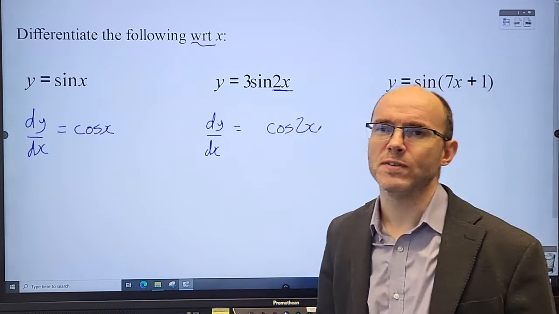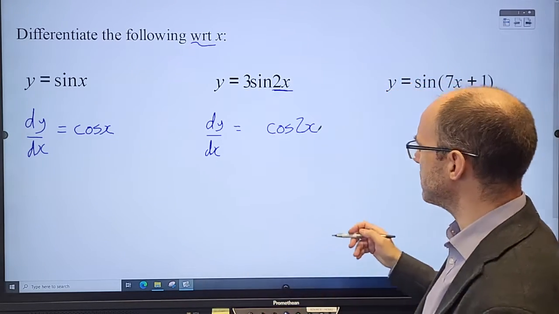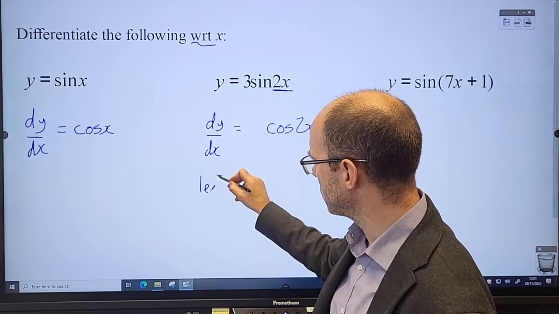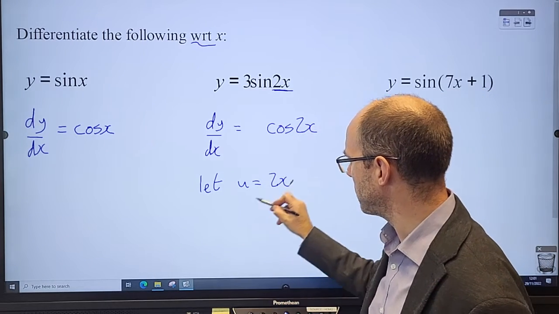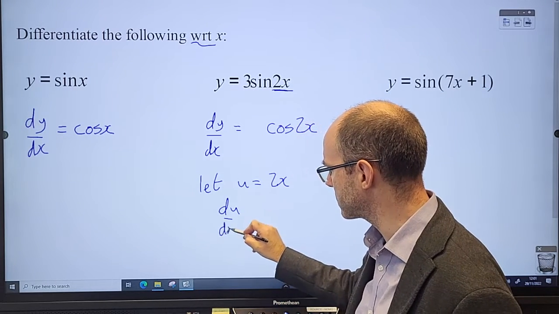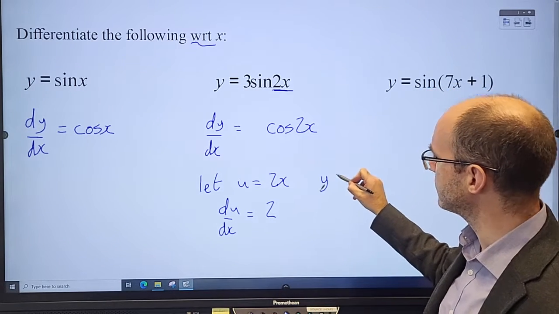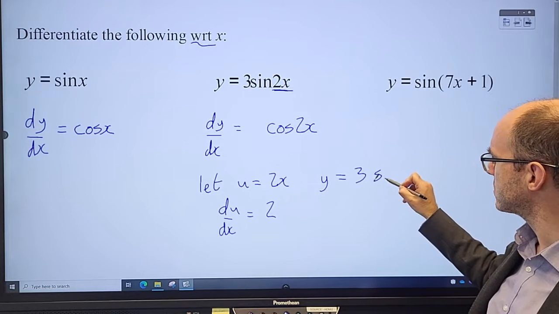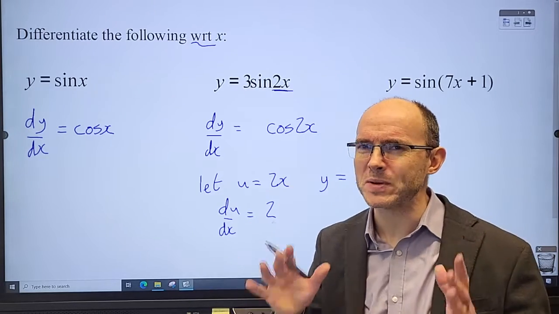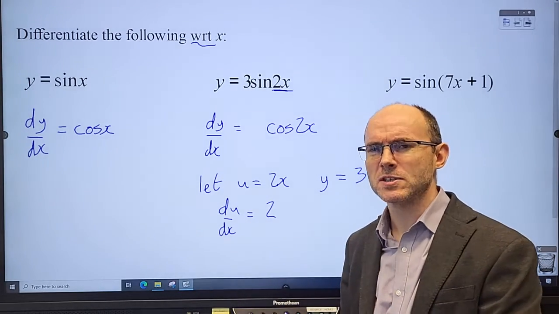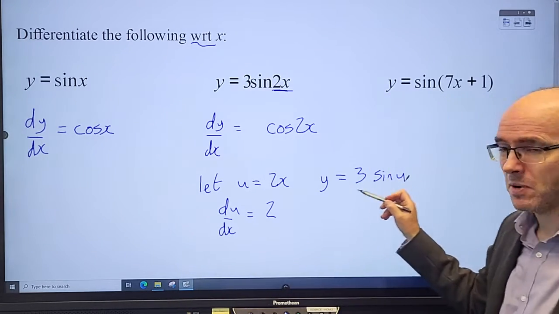Now, the coefficient of that, what do you think it's going to be? 3? Well, let's pause and think about the chain rule. Remember the chain rule? If we say that u is 2x, when we differentiate that, we get du dx is equal to 2. And in terms of y, we'll have y equal to 3 sine u. See how that works? Just look up chain rule if you want. I've got videos on pretty much everything to do with differentiation up to this point, so you can check them out if you need a recap on the chain rule, product rule, quotient rule. But I'm just going to keep on going.